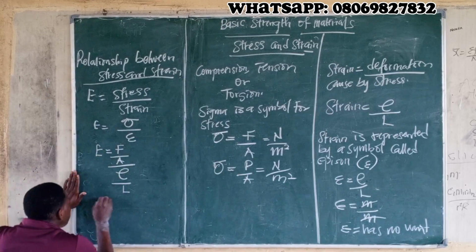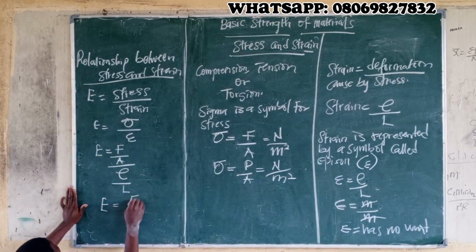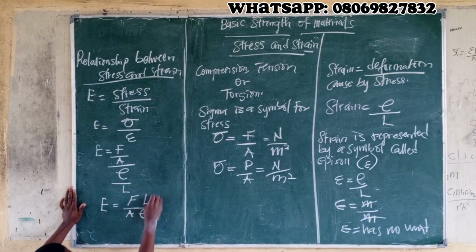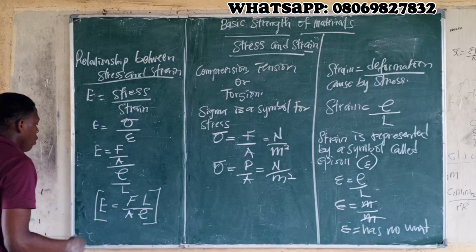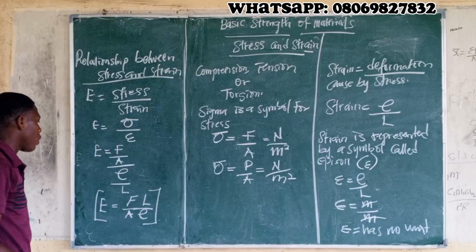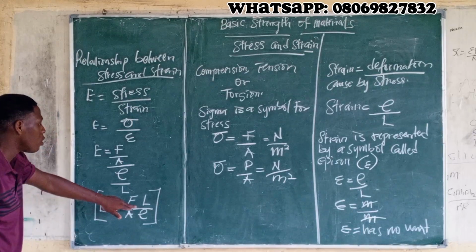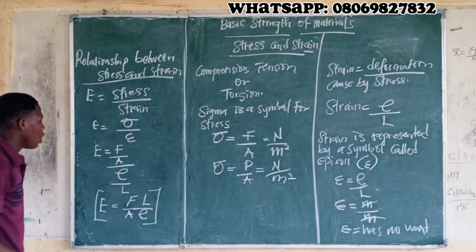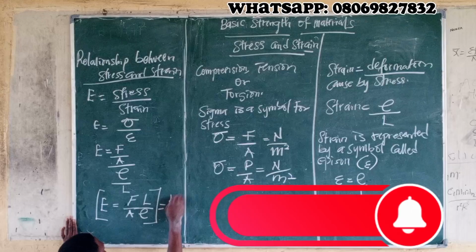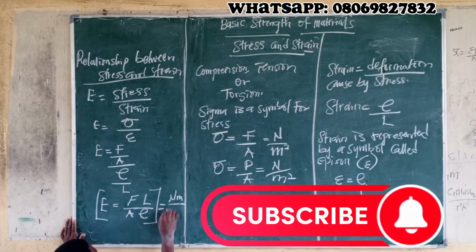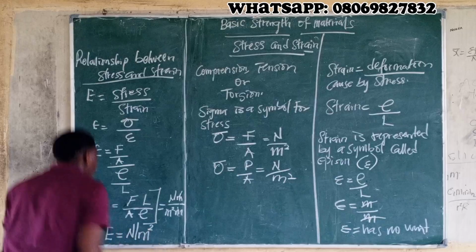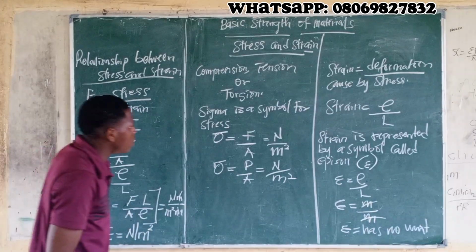If we rearrange this, E, which is Young modulus, is equal to force over area multiplied by length over extension. So if you are asked the formula for calculating Young modulus, simply say force multiplied by length, per area and extension. What is the unit? This is Newton, this is meter over meter square, and this is meter, so the meter cancels. The unit for Young modulus is simply Newton per meter square. So Young modulus has the same unit as stress.